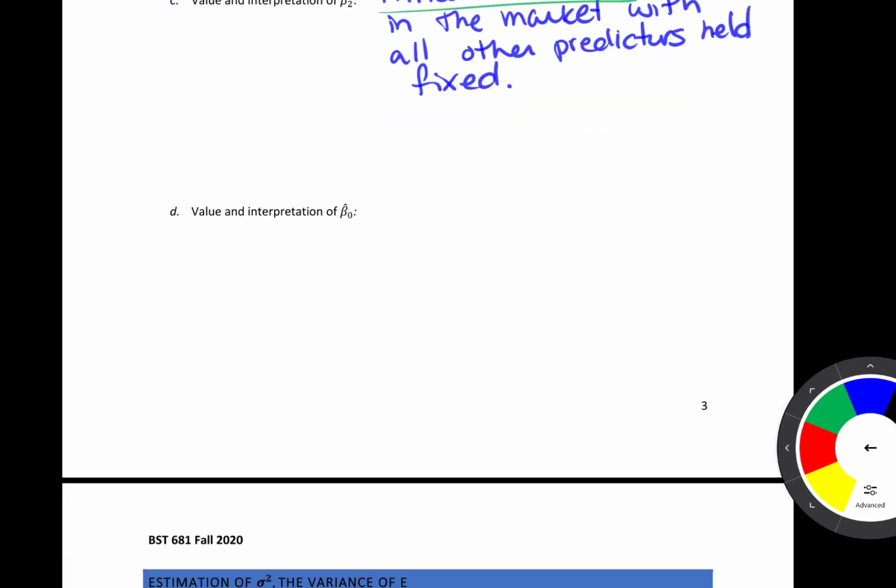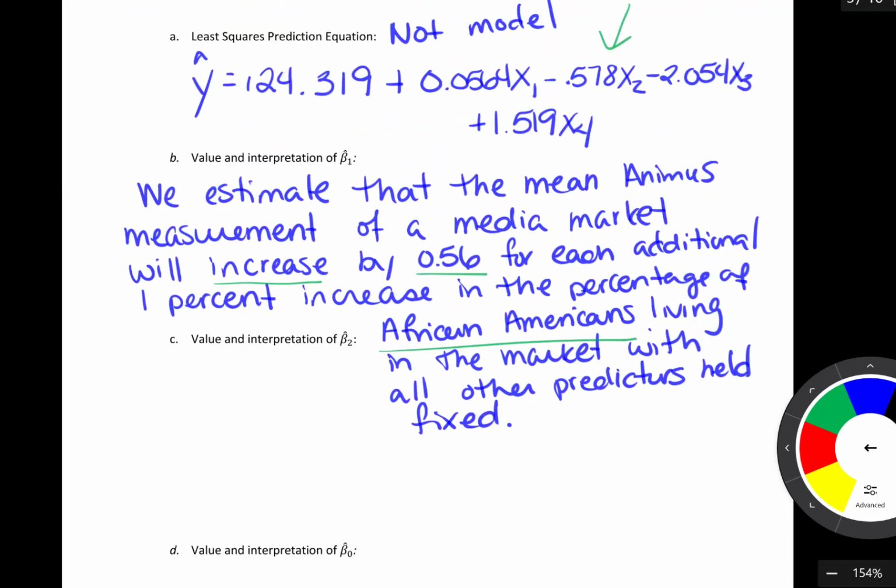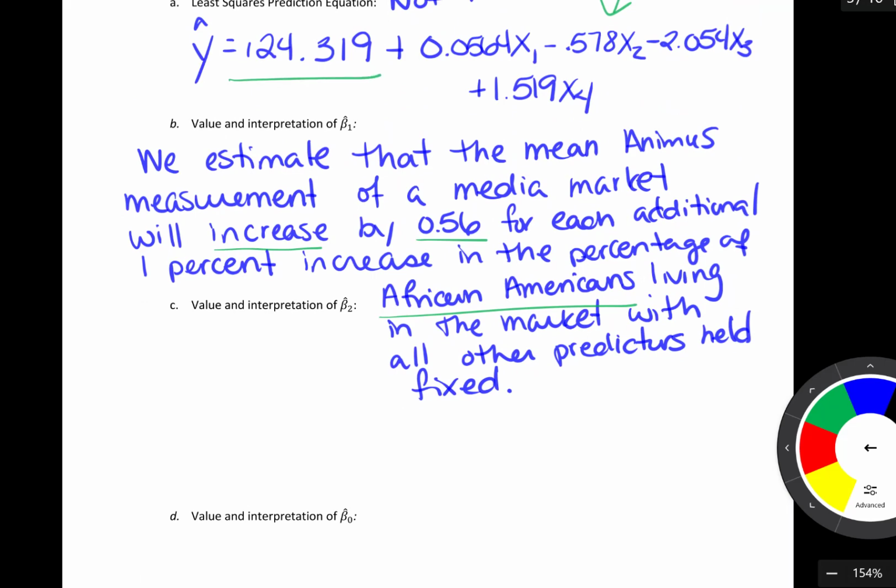And then finally, for the value in the interpretation of beta hat naught, that is the intercept term. So if you remember our intercept term in the simple linear regression model, what it did was it looked at when x was equal to 0. Well, we're doing the exact same thing here. So the interpretation of the intercept, here's the value, will be that we estimate mean animus measurement of a media market to be equal to 124.319 when the value of all 4 predictor variables is equal to 0. And so again, it's very similar to the interpretation that we saw when we looked at the simple linear regression model.